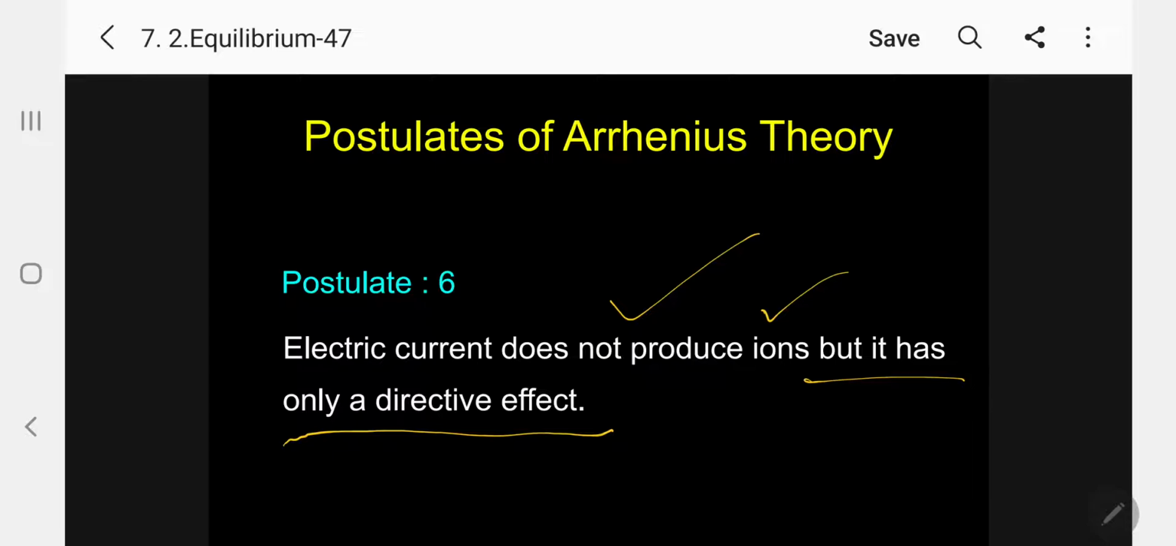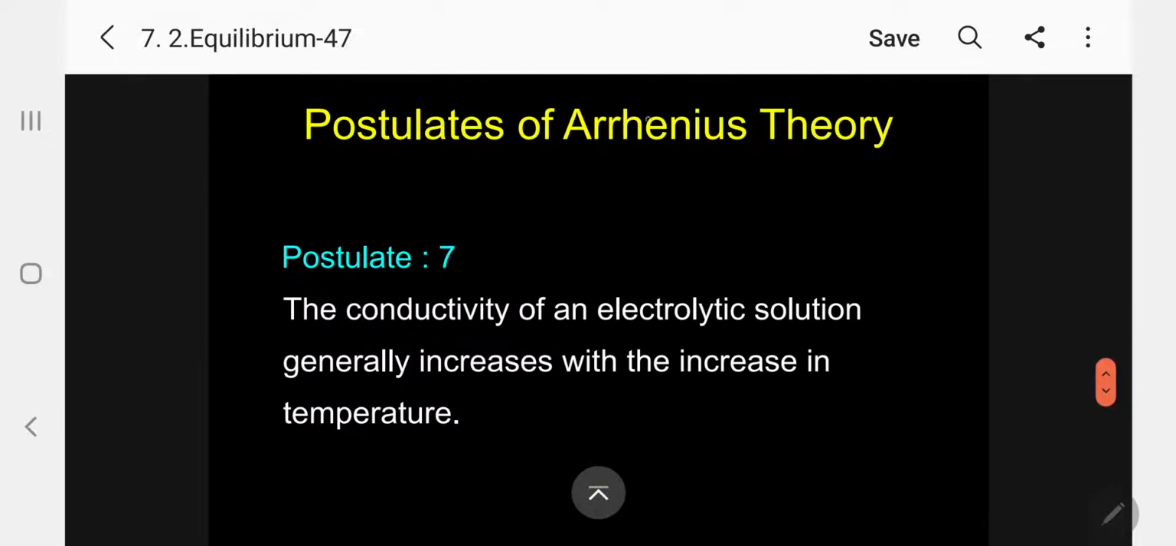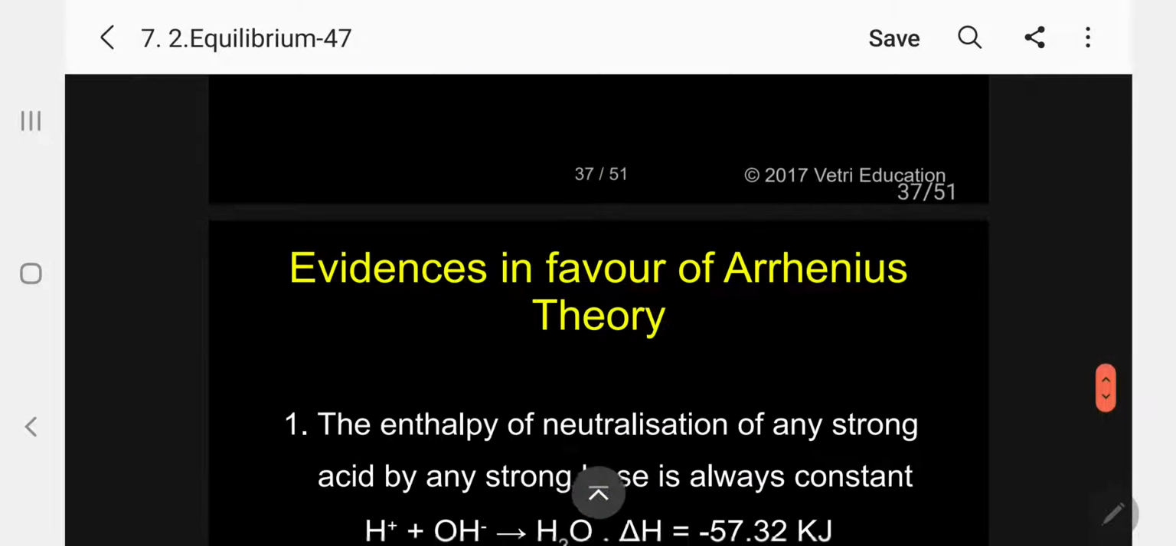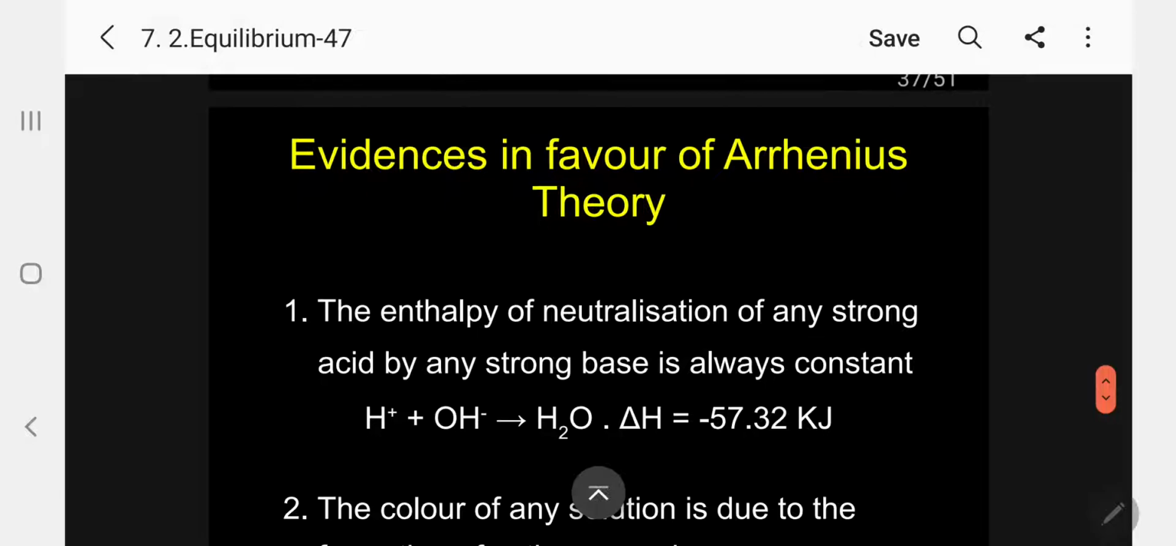As soon as we add an electrolyte to a suitable solvent, it dissociates into ions. But what is the current doing? Current does not produce ions. It directs the ions to move, pushing the positive ion towards the negative electrode and the negative ion towards the positive electrode. Postulate 7. The conductivity of an electrolyte solution generally increases with increase in temperature. Everybody knows this, because the kinetic energy increases. Kindly follow. These are the postulates of Arrhenius theory.